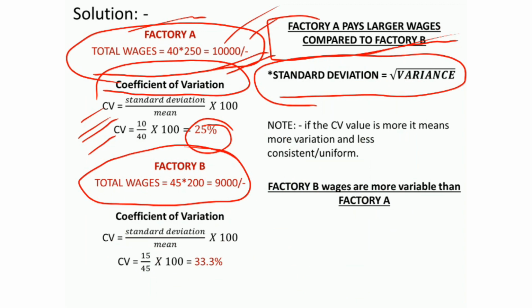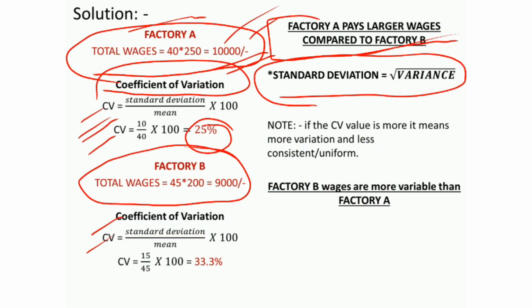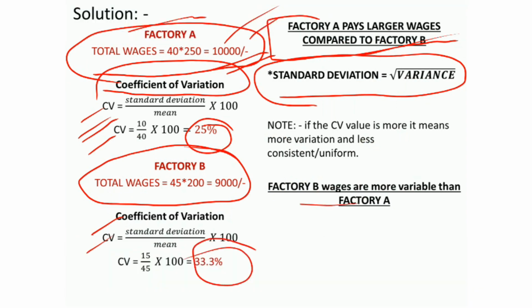Similarly for factory B, if you check, standard deviation divided by mean into 100, variance is 225. Square root of 225 is 15. 15 divided by 45 into 100 is 33.3%. So when the percentage is compared for factory A and factory B, factory B has the higher percentage. That is why factory B wages are more variable than factory A.